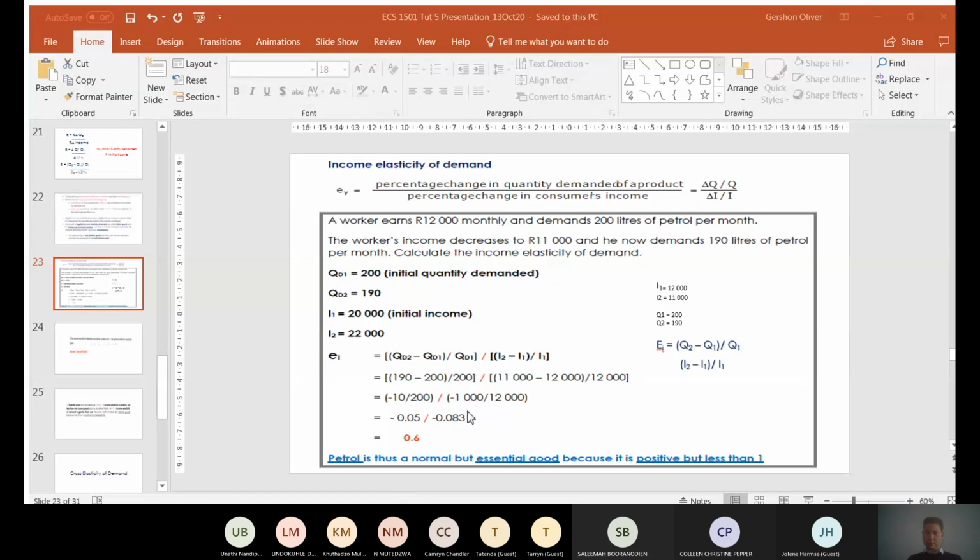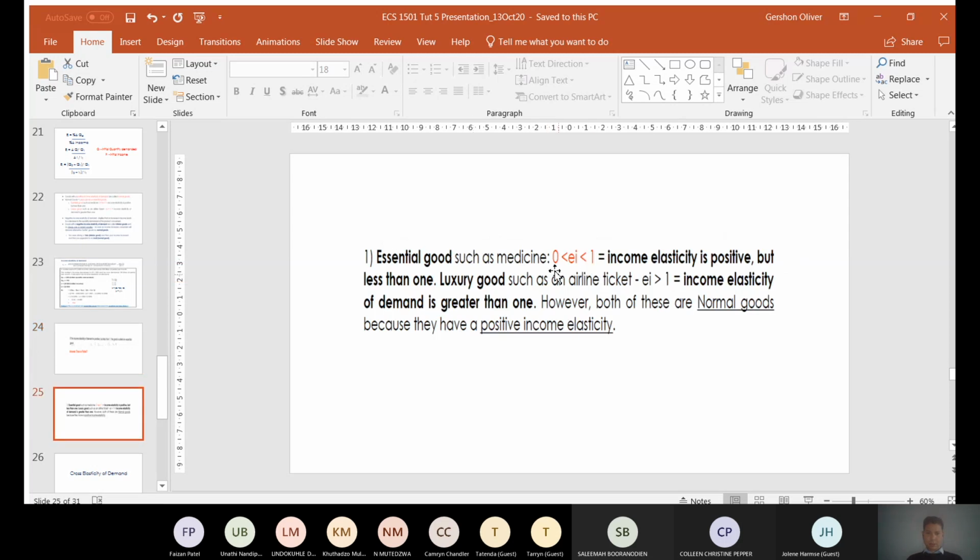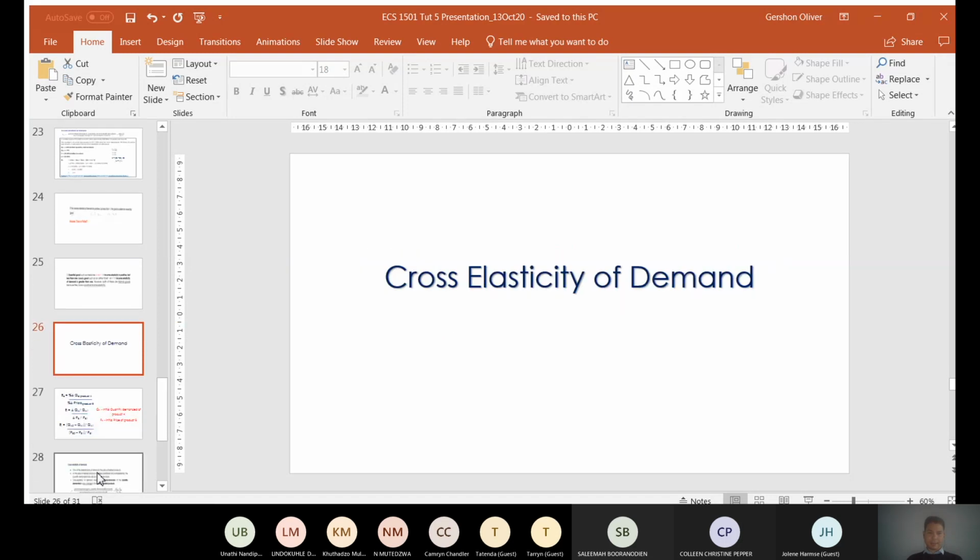Are there any questions on that? Okay, carry on. So the next question is as follows. If the income elasticity of demand is positive but less than 1, the good is called an essential good. That's true. An essential good such as medicine is where the income elasticity is positive but less than 1. A luxury good, such as an airline ticket, has an income elasticity of demand greater than 1. However, both of these are normal goods because they have a positive income elasticity.